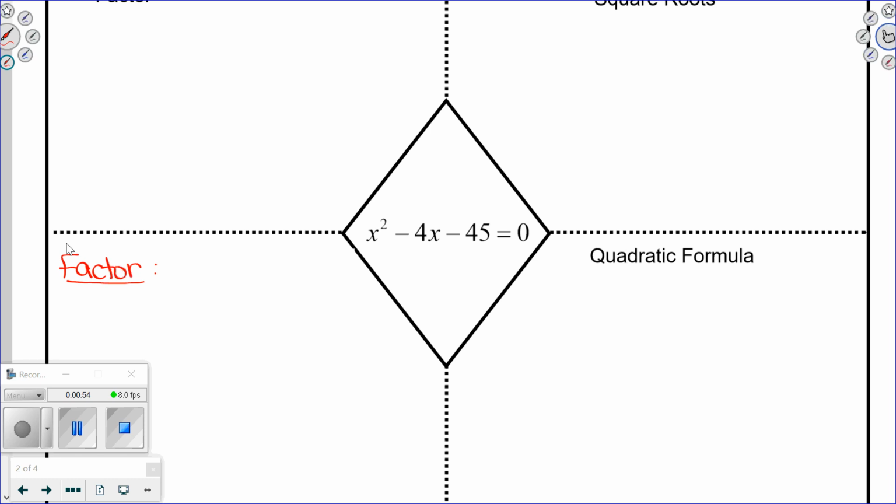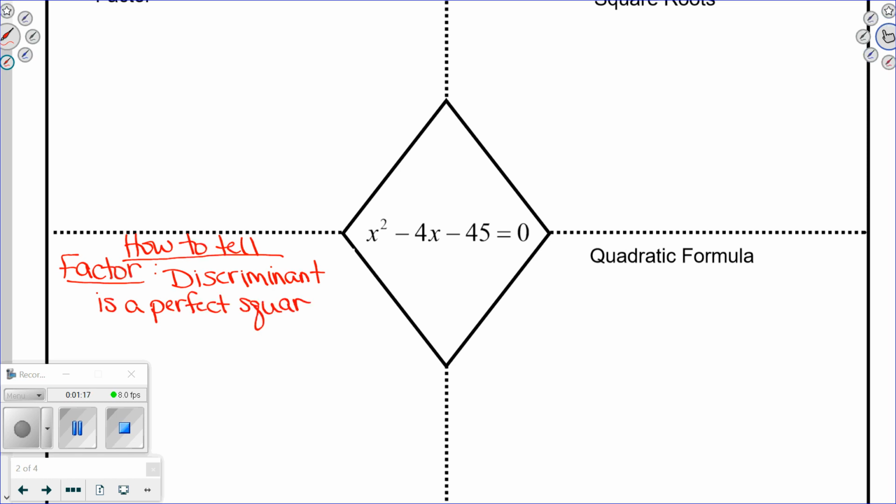There actually is a way to tell if it factors or not. It's called the discriminant. We talked a little bit about this the other day. The discriminant is a perfect square. Maybe I should also add the word positive. It is a positive perfect square. And the discriminant is b squared minus 4ac. That's how you find that.